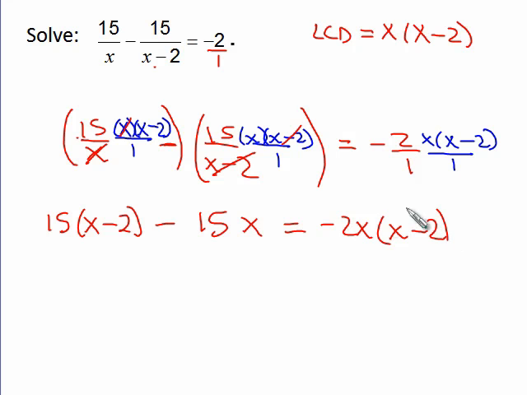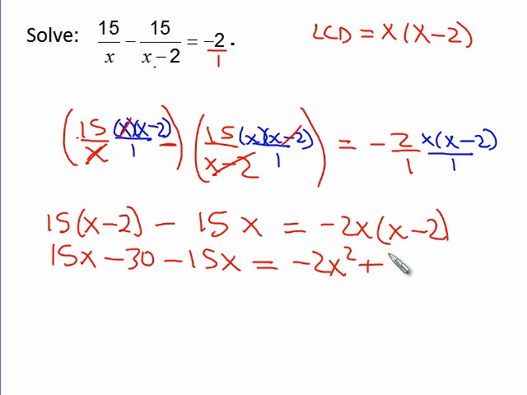So now in this next step, I need to simplify everything. So 15x, distributing it, minus 30 minus 15x equals, and distributing this side, I have a negative 2x squared and then a positive 4x. Alright, so now we see we have a polynomial. So I want all my terms on one side and 0 on the other. And since my leading term is negative, I'll go ahead and move it to this side by adding a 2x squared to both sides. So I'll start with that.